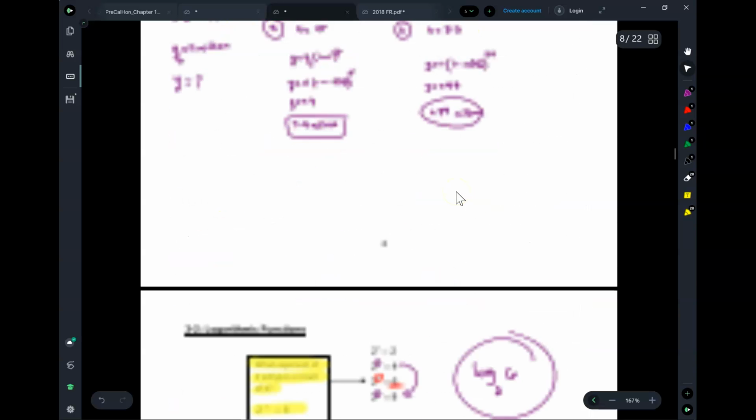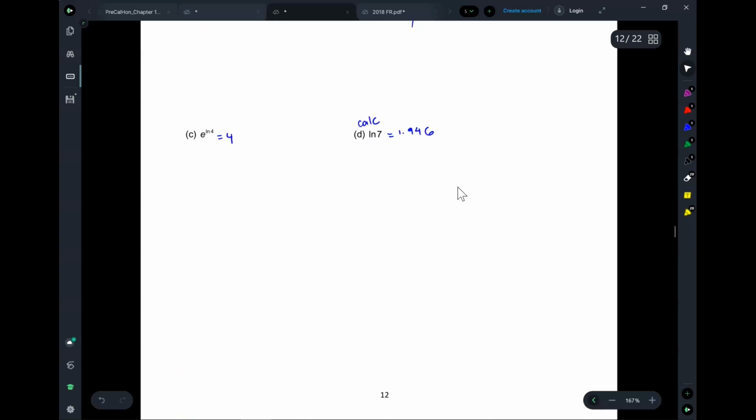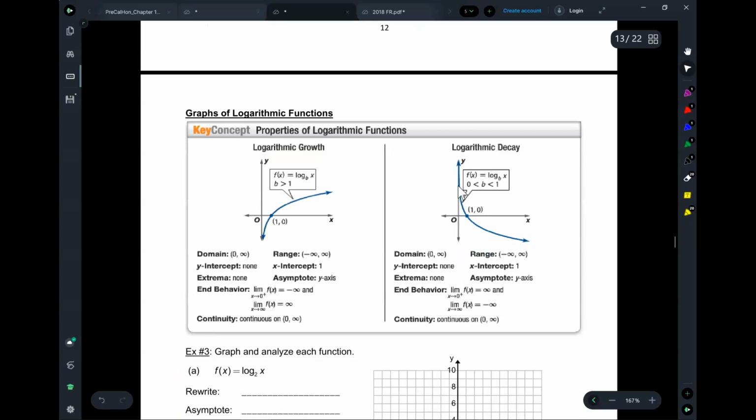Now, in the case of logarithmic functions, the thing about logarithmic functions is that a logarithmic function is an inverse of exponential functions. So logs are inverses of exponential functions. And if you can remember, two chapters ago when we learned about inverse functions, to find an inverse function, the first thing we did was to switch x and y.